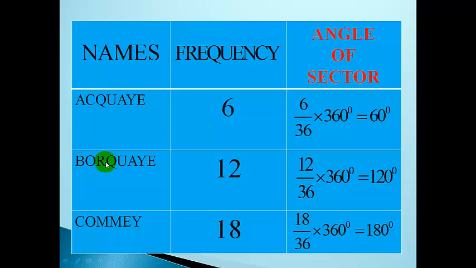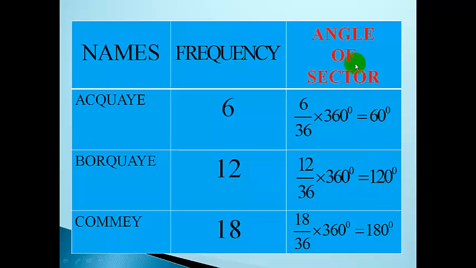Now we consider Bokwe. The number of votes cast for Bokwe is 12. So if you want to calculate the angle of sector for Bokwe, you divide the 12 by the total number of votes, that is 36. Then you multiply your answer by the angle of a circle, that is 360 degrees. And the answer equals 120 degrees. Now we come to Kome. The total number of votes cast for Kome is 18. And so if you want to know the angle of sector for Kome, you divide the number of votes cast for Kome, that is 18, by the total number of votes, 36, times the angle of a circle, that is 360 degrees. And the answer is 180 degrees.